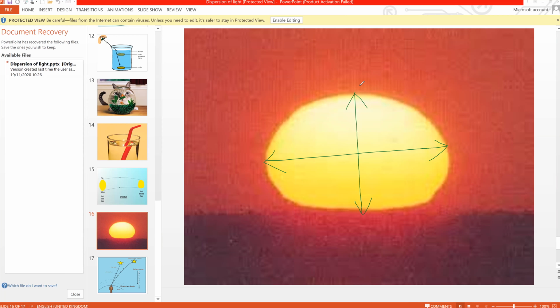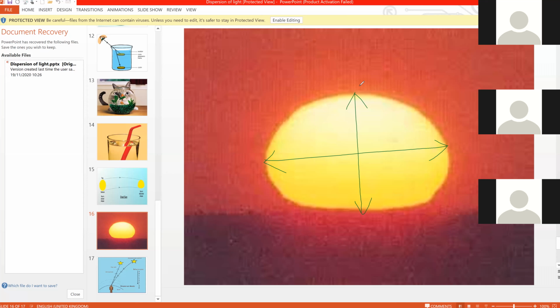Okay, others, is it clear? Everybody? Yes, ma'am, clear. 2-3 points we have to remember. This example is, you have to remember about sunset and sunrise. Whenever there is sunset and whenever there is sunrise, the sun comes closer to the earth. Whenever the sun is coming closer to the earth, the distance or the height between the sun and the earth is decreasing. Whenever the height or the distance between sun and earth decreases, refraction increases.